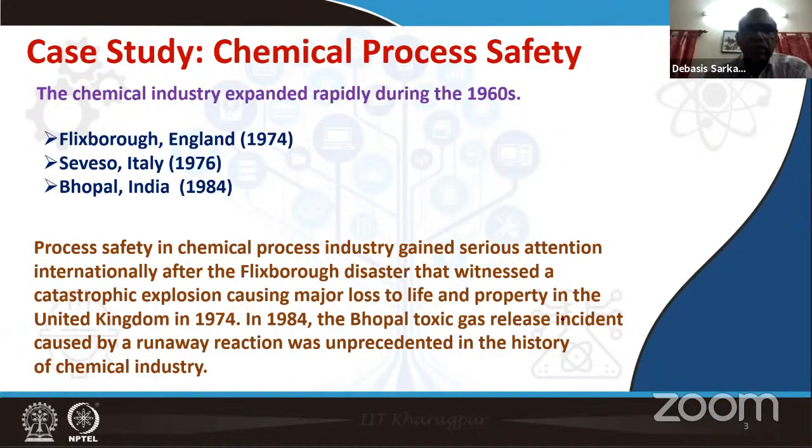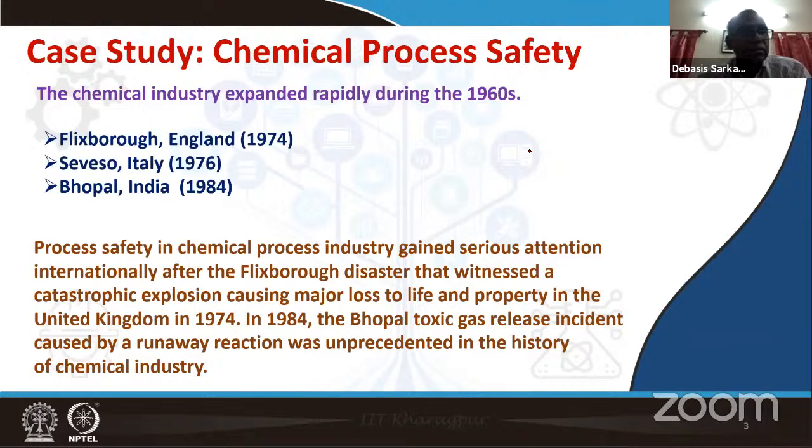The chemical process industry expanded rapidly during the 1960s. But then three major accidents happened in a span of 10 years. The first major accident happened in UK, England, at Flixborough, 1974. Then another accident happened in Italy, Seveso, in 1976. And in 1984, the largest ever accident in chemical process industry so far happened in Bhopal, Madhya Pradesh, in our own country, India.